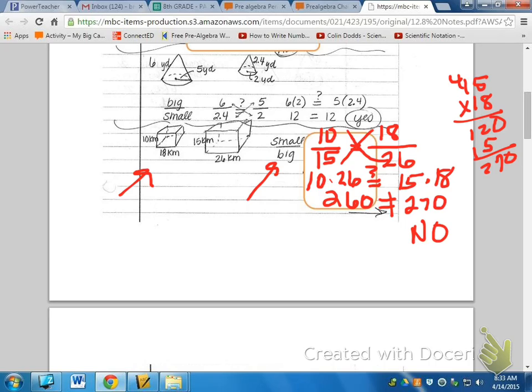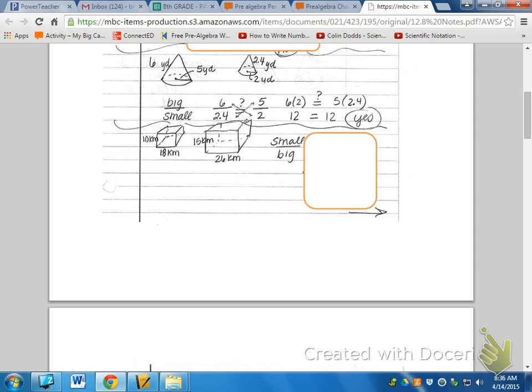So that's going to be part of the assignment. They're going to give you two shapes, all the measurements filled in. You have to determine if they are proportional or not, or if they're similar or not. You set up proportions, do your cross products, and decide from there. Are there any questions on this part of the assignment?